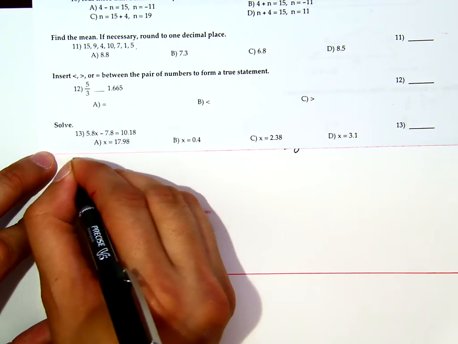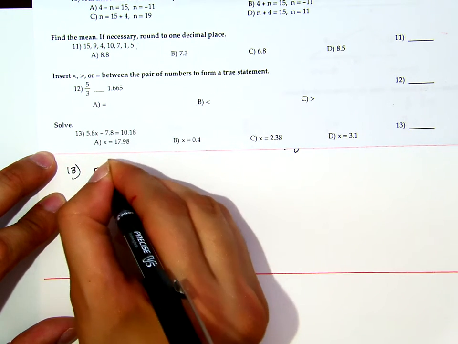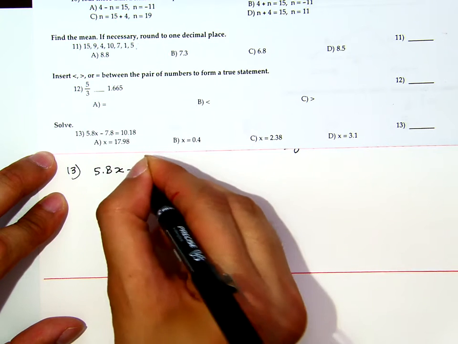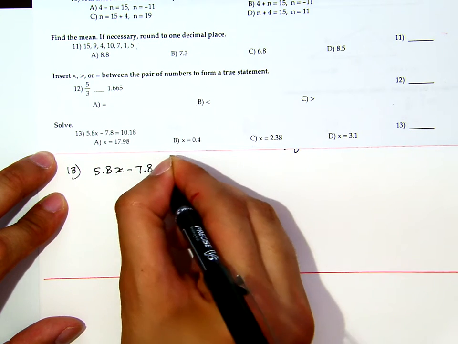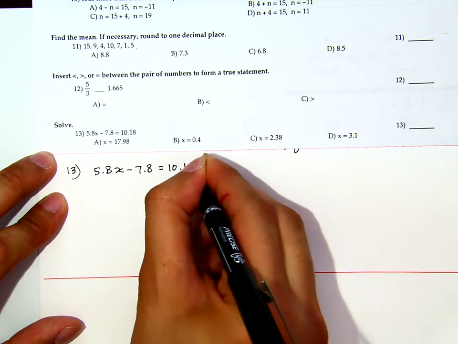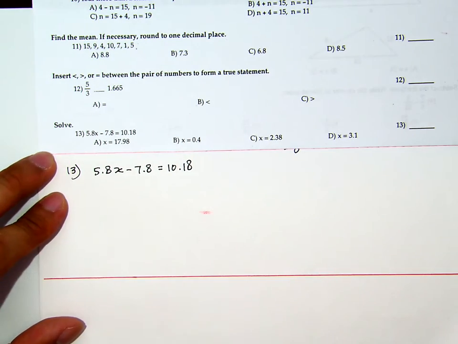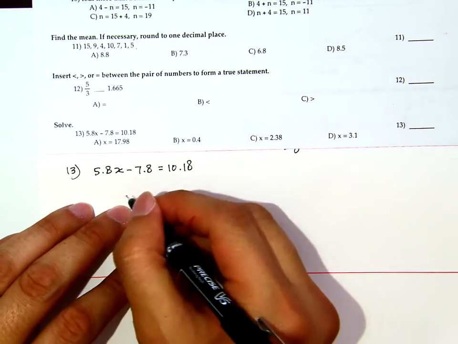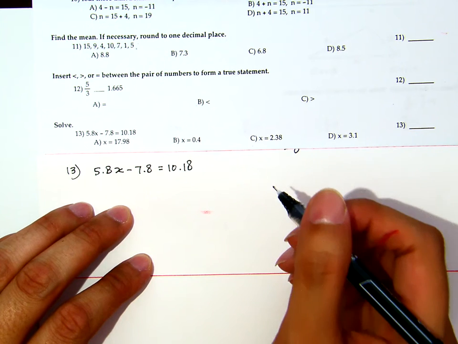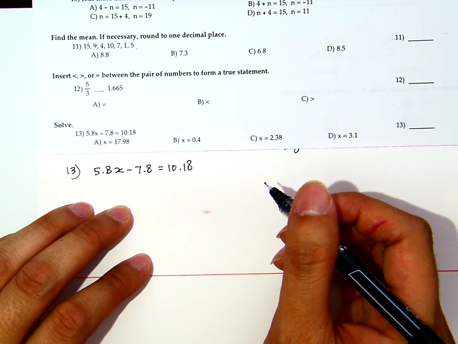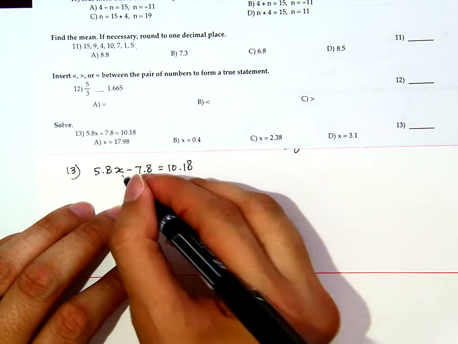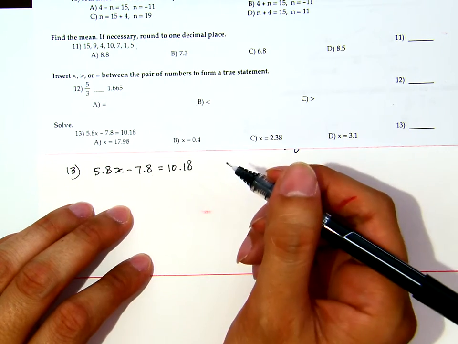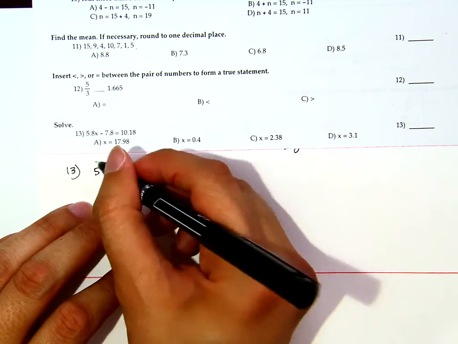Let me write down the question. 5.8x minus 7.8 equals 10.18. Now what I will do is the regular way to solve equations. I need to undo the subtraction by 7.8 first, and then undo the multiplication.